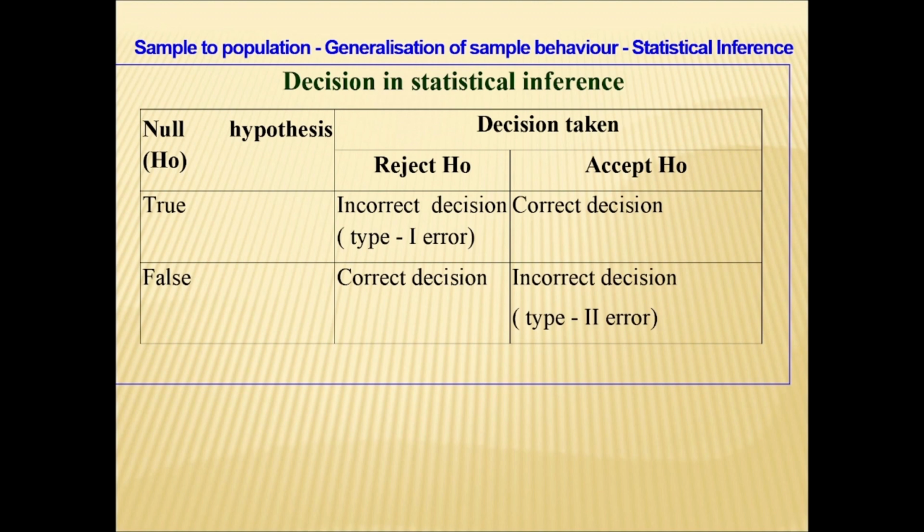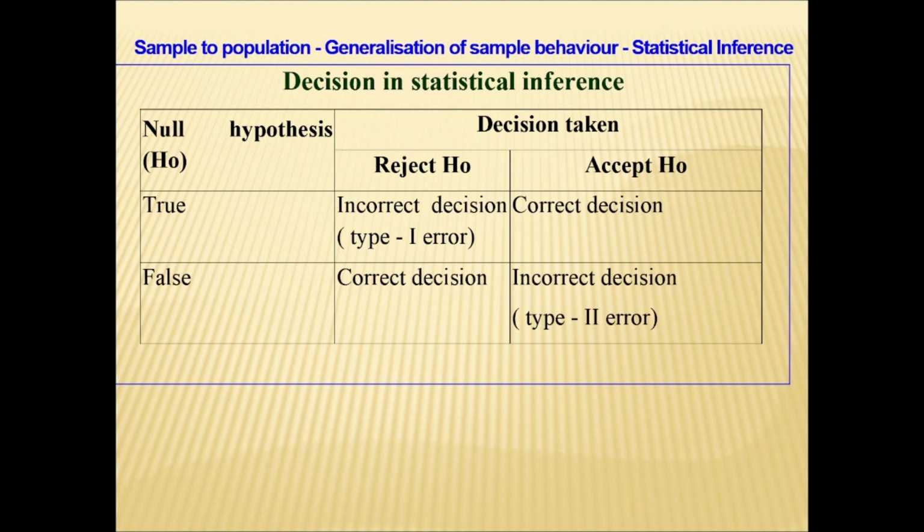Whether the statement is true, but the null hypothesis is rejected. That means the education is not master degree or something. This is correct in the population, but based on the sample observation, sample study, we are rejecting it. So we are committing error. That is called type 1 error.